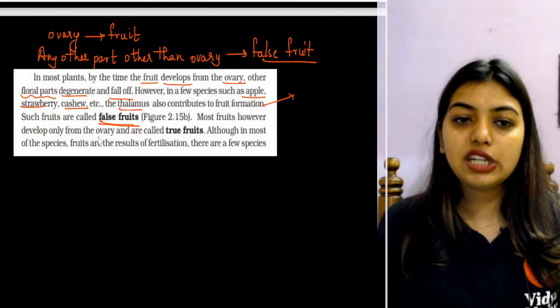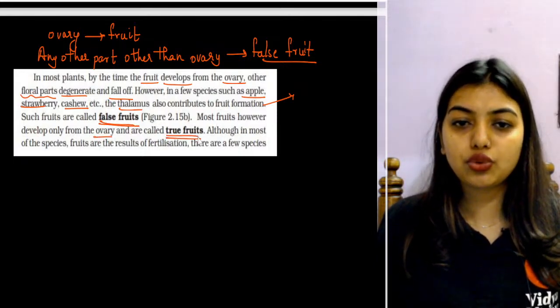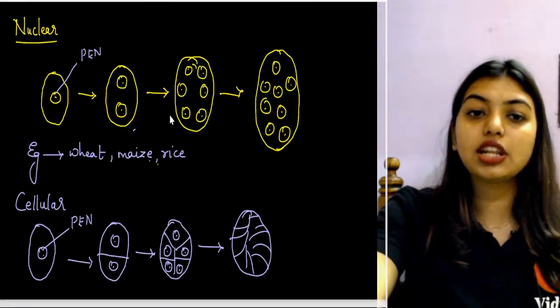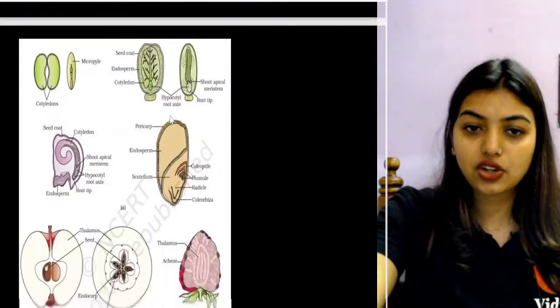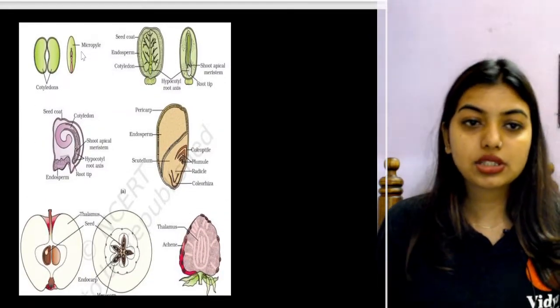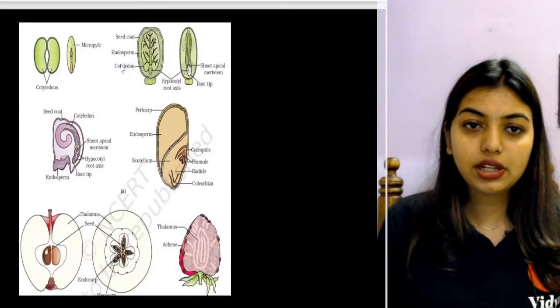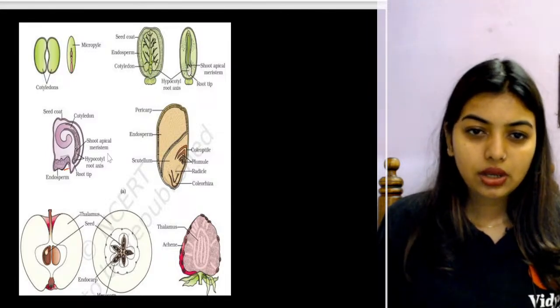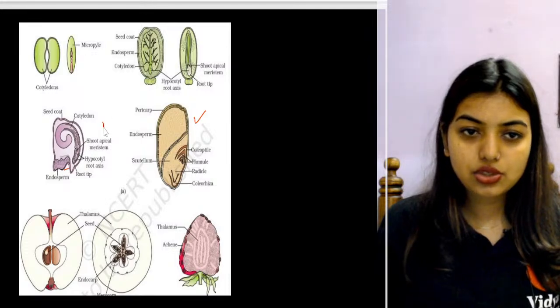Most fruits, however, develop from the ovary and they are called true fruits. Although in most species fruits are a result of fertilization, there are a few species where fertilization does not happen. In this diagram also the structure is given. You can see the cotyledon, the hypocotyl, endosperm, seed coat. This and this too you can focus on.